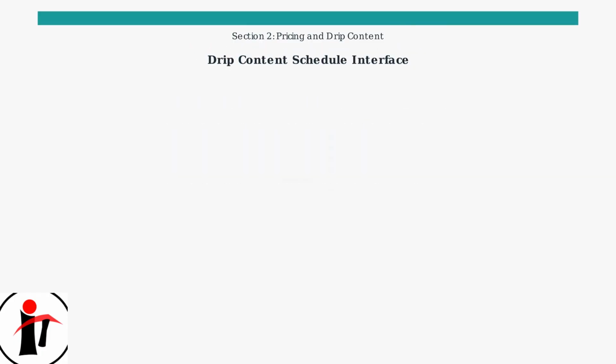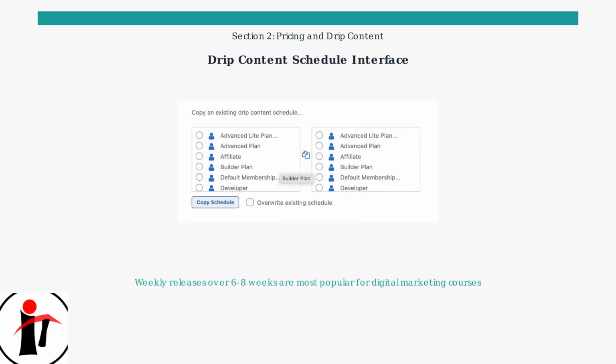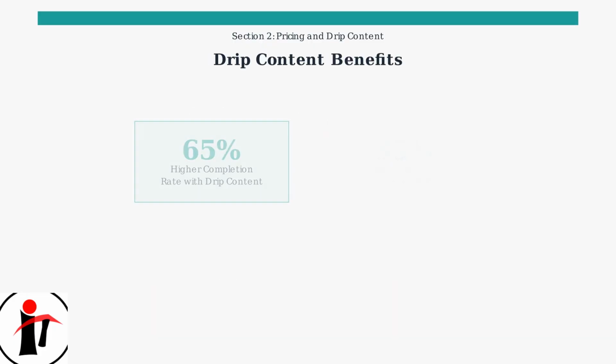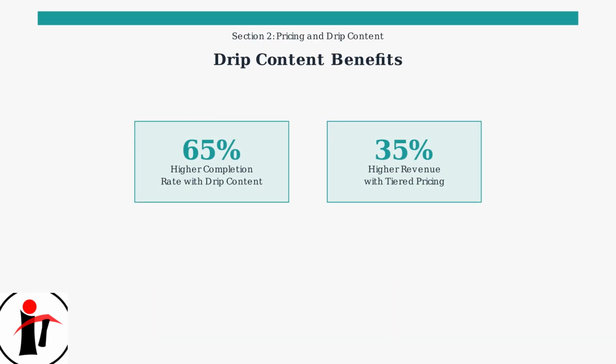Here's how drip content scheduling works in Payhip. You can easily copy schedules between courses and customize the release timing for optimal student engagement. The statistics speak for themselves. Drip content courses show 65% higher completion rates compared to courses with immediate full access. This translates to happier students and better reviews.